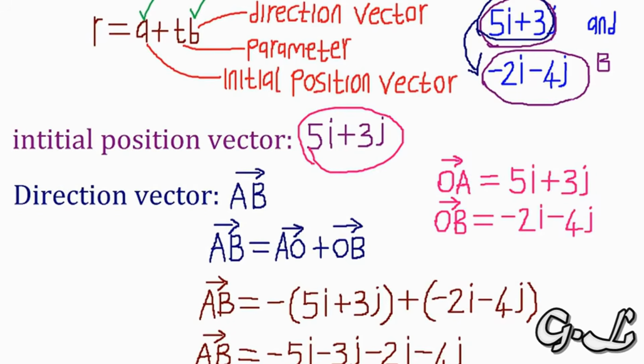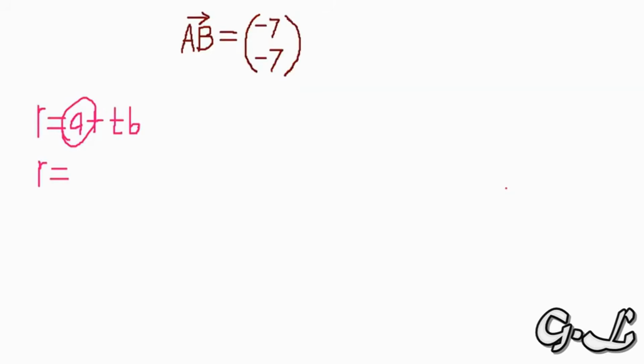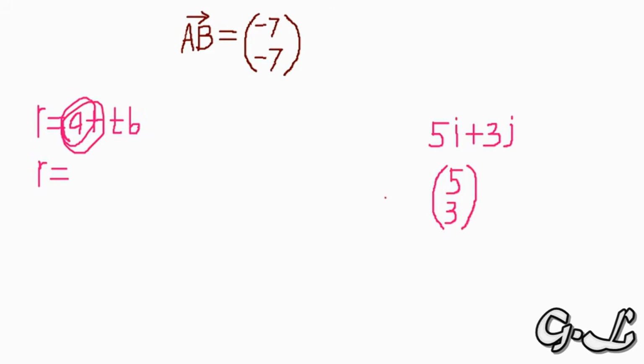So what we're going to do is write it, and if you want, you can leave it just as it is, as I said earlier. But in such a case, we're going to convert this into the column vector form, and the term which is attached to the i is going to be at the top, and the term which is attached to the j is going to be at the bottom, and then it is going to be like that.